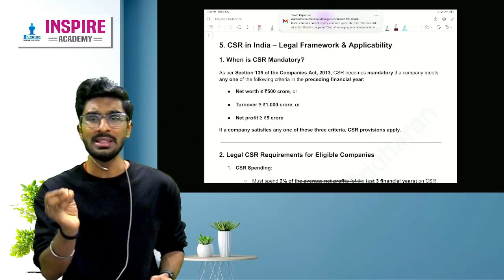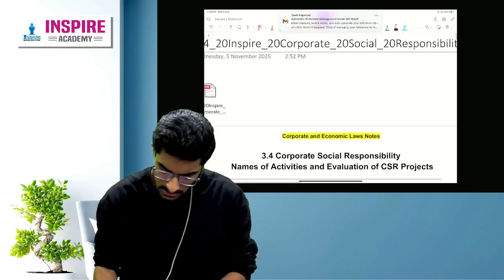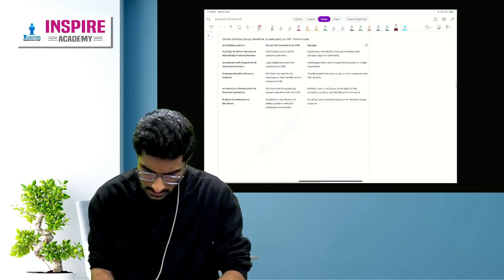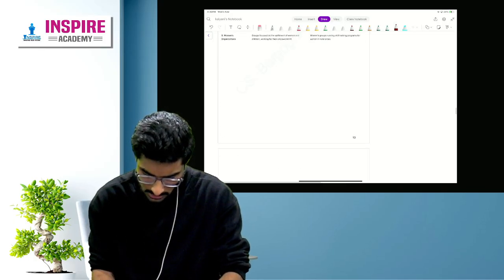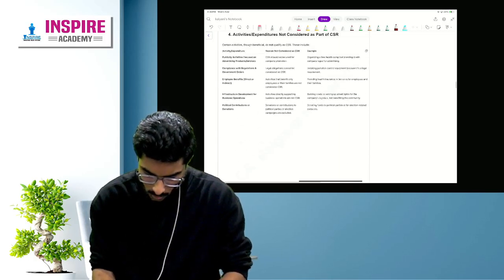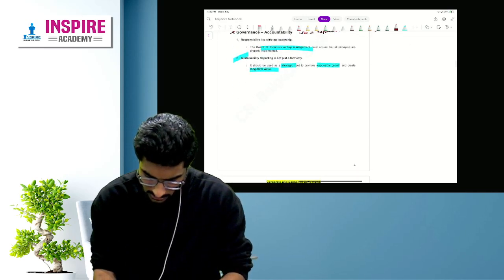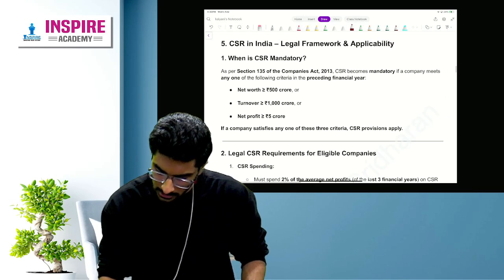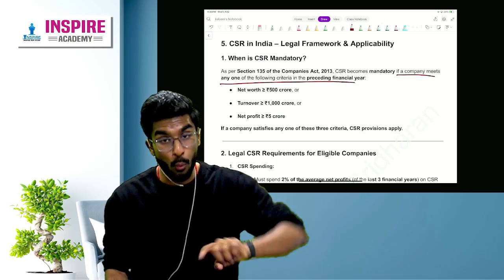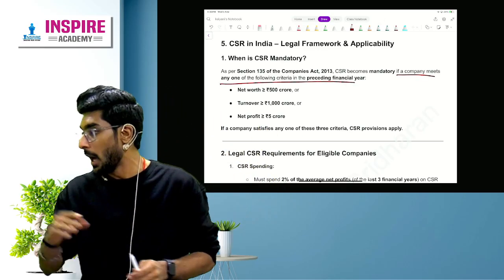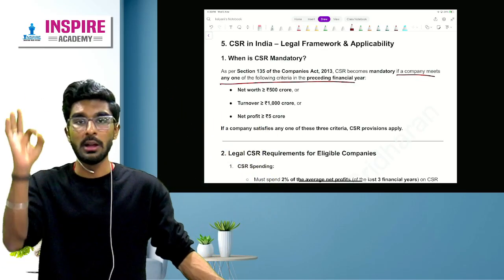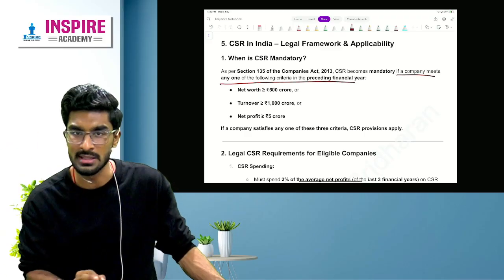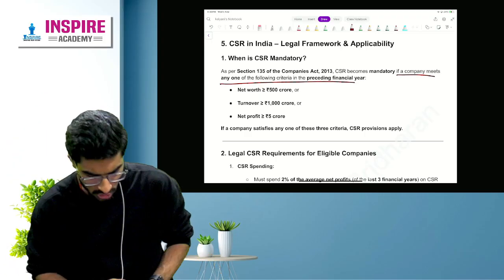To which company is CSR mandatory, people? Number 1, CSR is mandatory for the following companies. If a company meets any one of the following criteria, meaning out of 3 conditions, if the company meets the threshold for any one of the conditions, it has to comply with the CSR. So, what are these 3 thresholds?